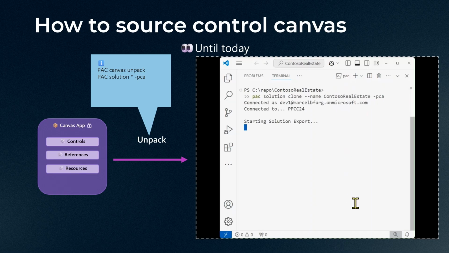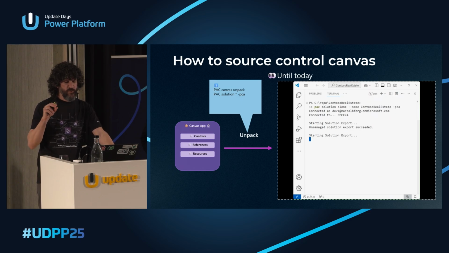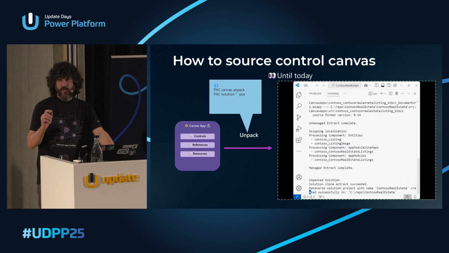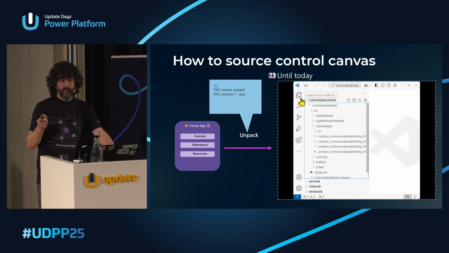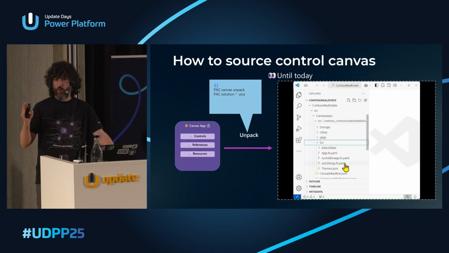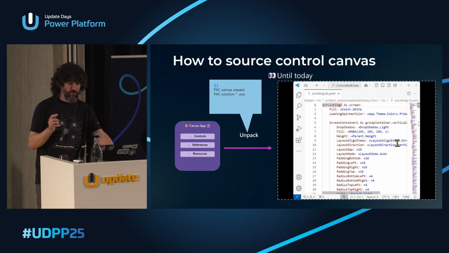If you use PAC CLI, and if you use any PAC solution verb, there is a parameter, PCA, process Canvas apps, that would convert to a YAML. This is not supported. It should not be used in production, just because maybe your pipeline will stop working. So we don't expose this parameter. If you try to see it, it is not available anymore, but it still works because we don't want to break any pipeline, but you should not use it in production.